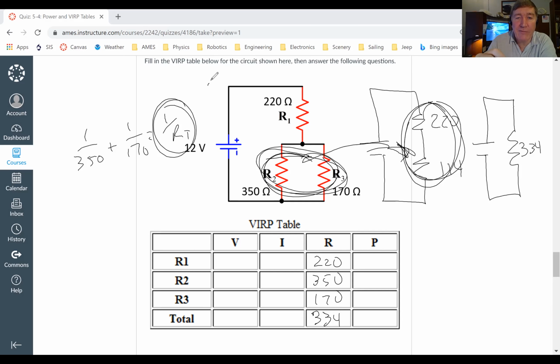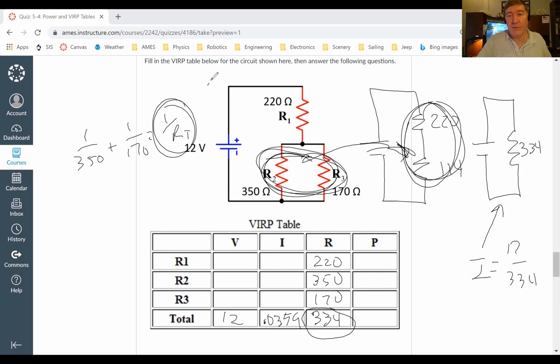Well, what I would recommend is first thing let's do is let's find out the current through this guy right here. That's what I would do. So if we know the total voltage is 12 and we know the total resistance is 334, so I would use that to find out the total current. So 12 divided by 334, okay? And so 12 divided by my last answer there. So I get that the total current is 0.0359.